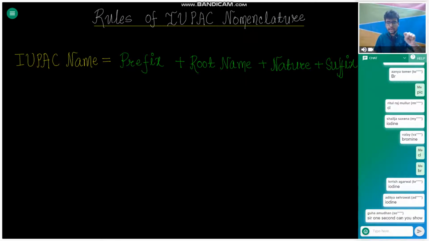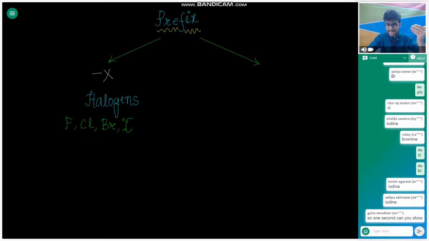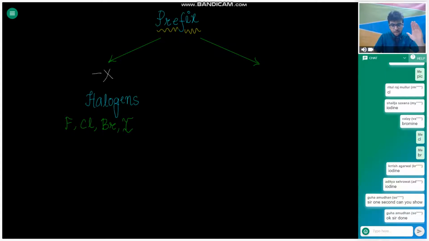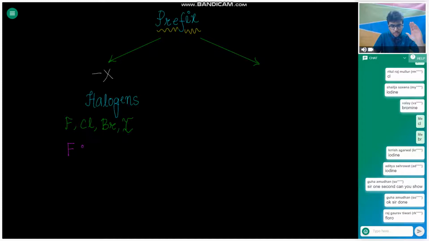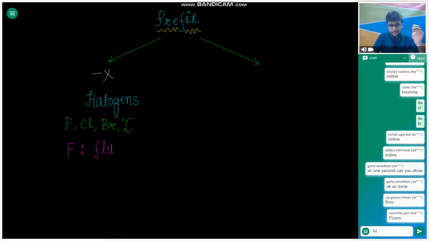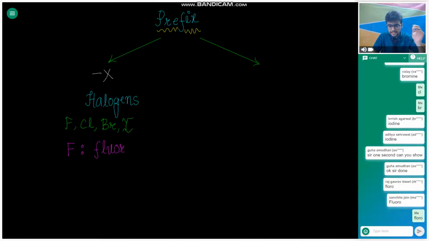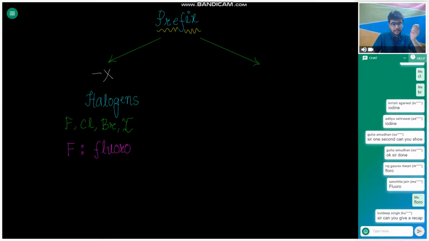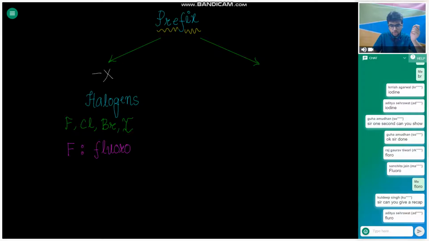Now you have to understand that suppose I have given you a compound, and in that compound you find that halogen fluorine is there that could not come in the parent chain. Who can tell me what name are you going to use for fluorine? In the prefix, it is fluoro. Now tell me if it is chlorine.